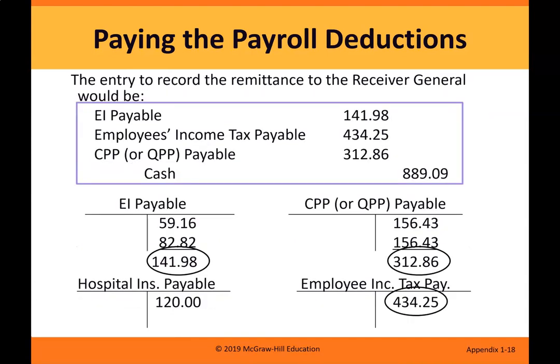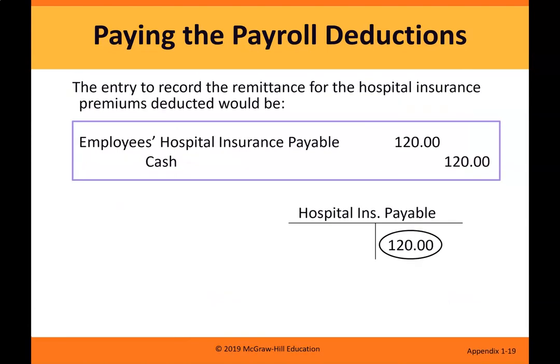Paying the payroll deductions. The entry to record the remittance to the Receiver General would be: EI payable debit 141.98, employees income tax payable 434.25, CPP or QPP payable 312.86, cash credit 889.09. The entry to record the remittance for the hospital insurance premiums deducted would be: employees hospital insurance payable debit 120, cash credit 120.